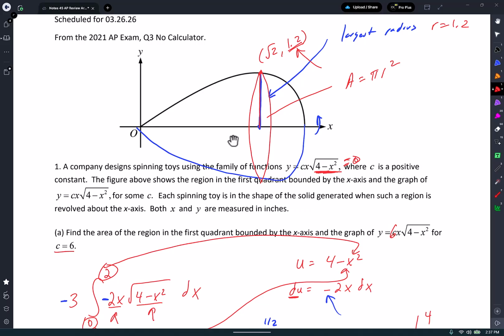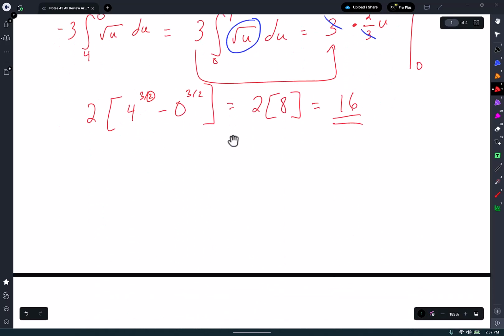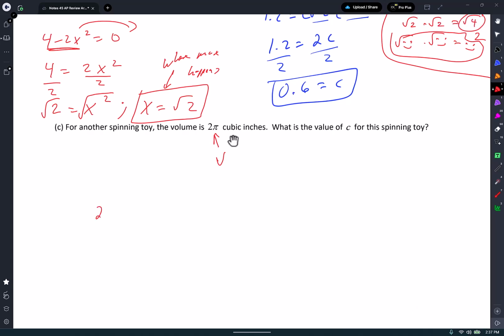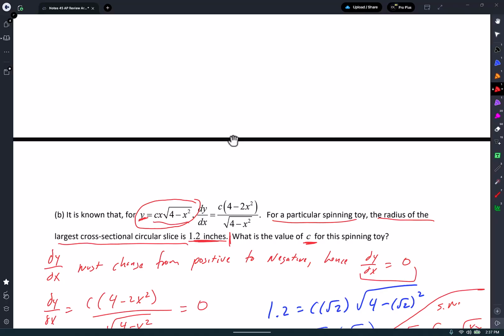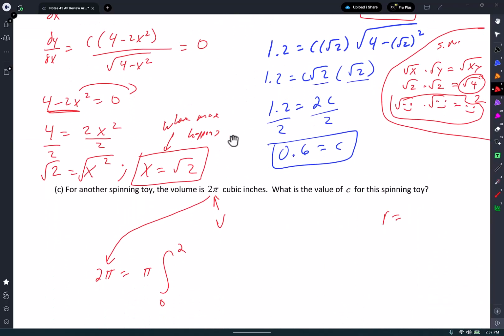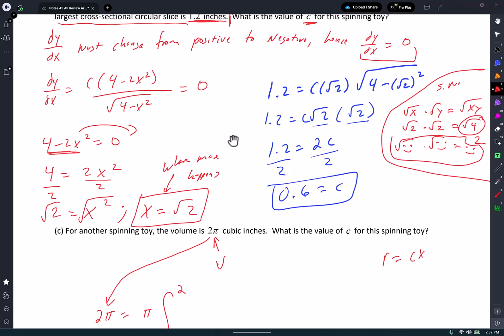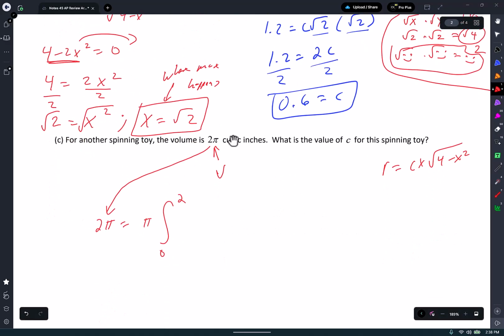We still okay? The radius is the distance from here to this curve, or from this curve to the x-axis. So I'm going to integrate, let's see, 2 pi equals, that's my volume, pi on the outside, integral 0 to 2, the radius squared. My radius is this. So I'm going to put r is modeled by cx square root of 4 minus x squared. Usually I just say y equals, but I just wanted you guys to see this is y, and that's r. Are you guys okay with that?